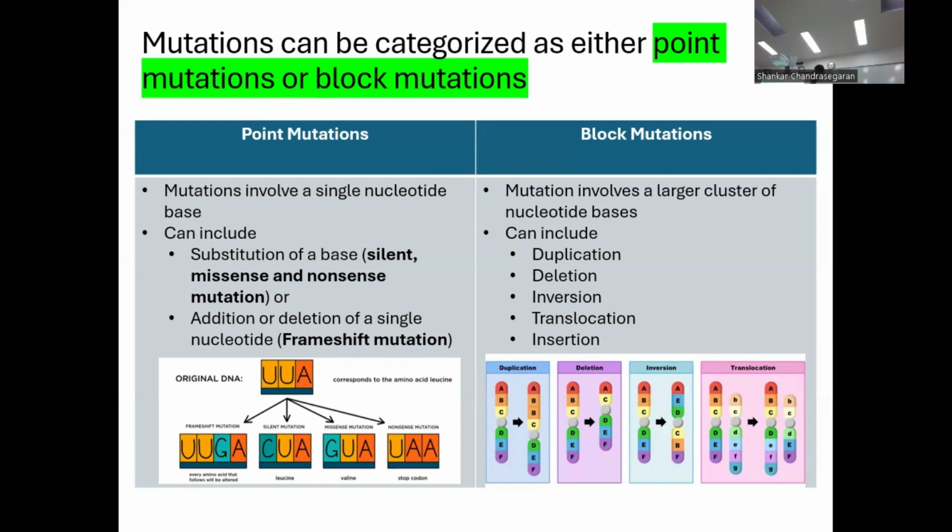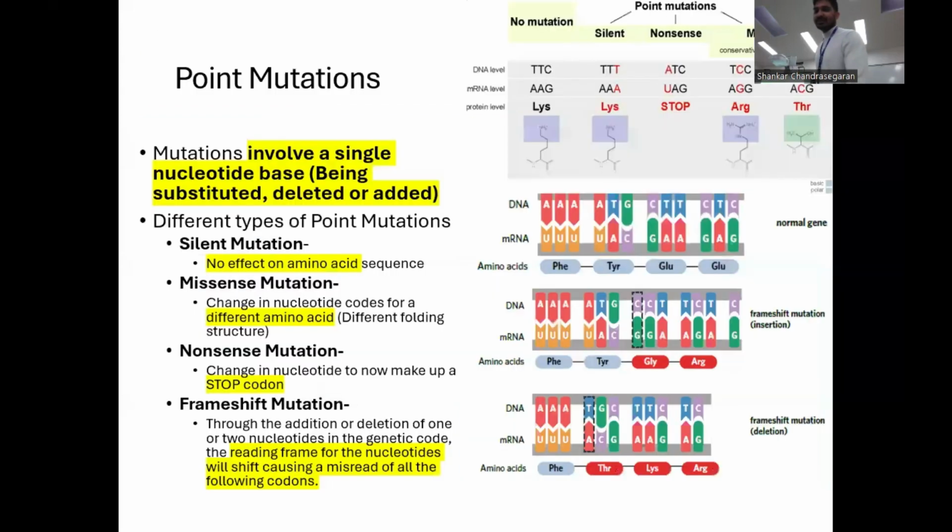The other one, block mutations. This is when the mutation involves a larger cluster of nucleotide bases. So instead of just one nucleotide being mutated, a whole region of nucleotides will be affected. And there's a bunch of ways that can happen. One is known as duplication, deletion, inversion, translocation, and insertion. So we're going to look into each of them. So hang in there, right?